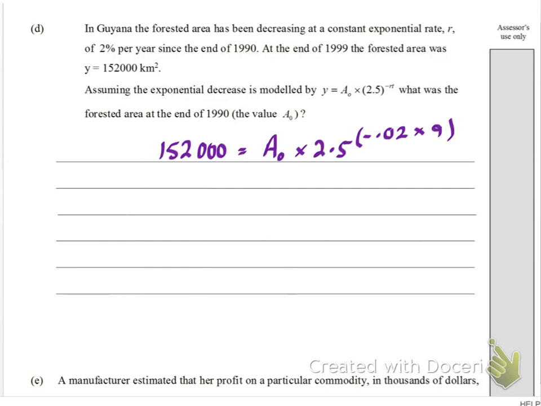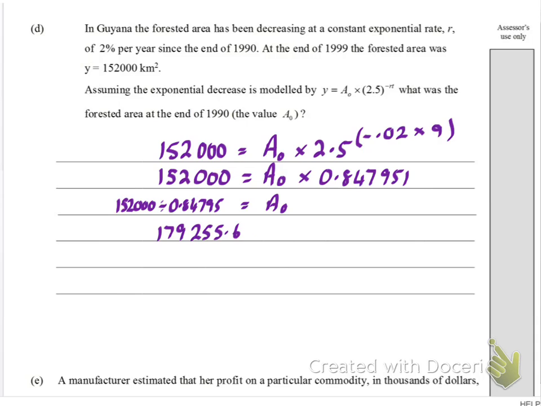Here we've got this forested area. We've got the formula, and we want to find the initial value. So we calculate the negative 0.02 times 9, because the rate is negative 0.02 and t is 9 years. That gives us 0.847951. Divide the 152,000 by 0.847951 and you get your initial value. And there we have it. Around about 179,000 kilometres.